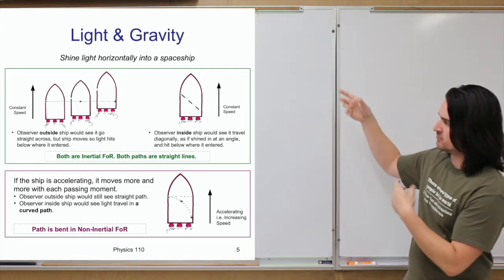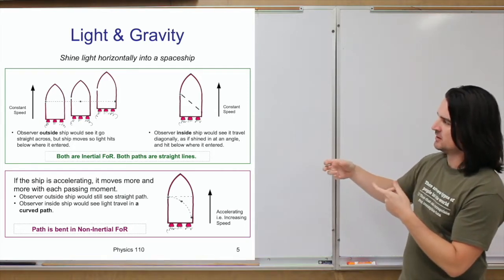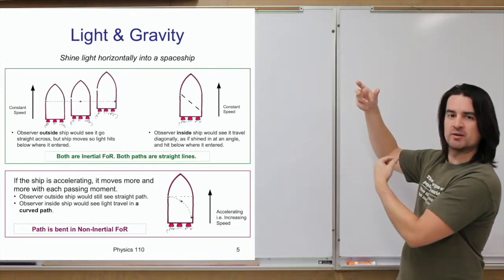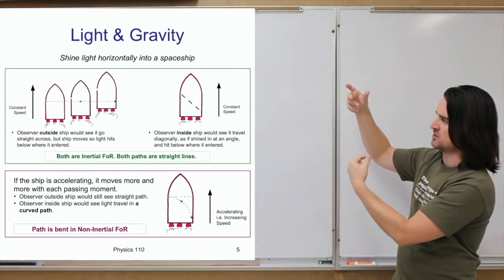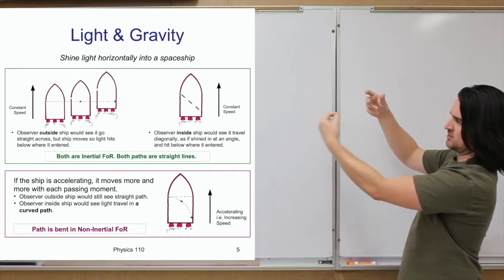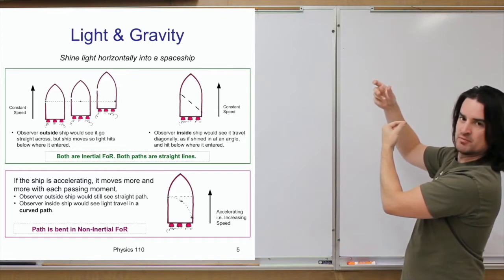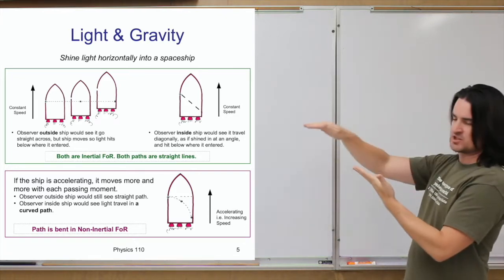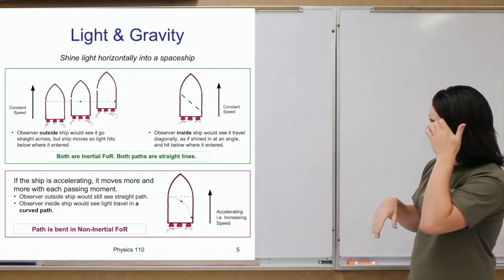However, since the spaceship is moving, before the light hits the far side, the spaceship will have moved up, and so the light will actually strike the inside of the spaceship below where it entered. It's going to enter up here, and the spaceship moves along, so it hits down below where it came in. Okay, cool. Light, you watched it, it follows a straight horizontal line.